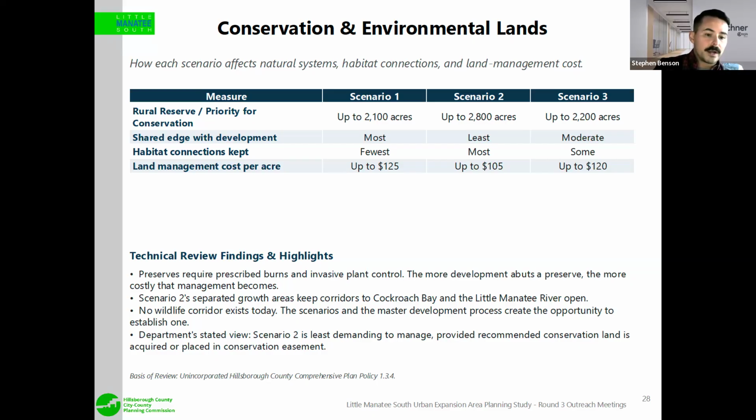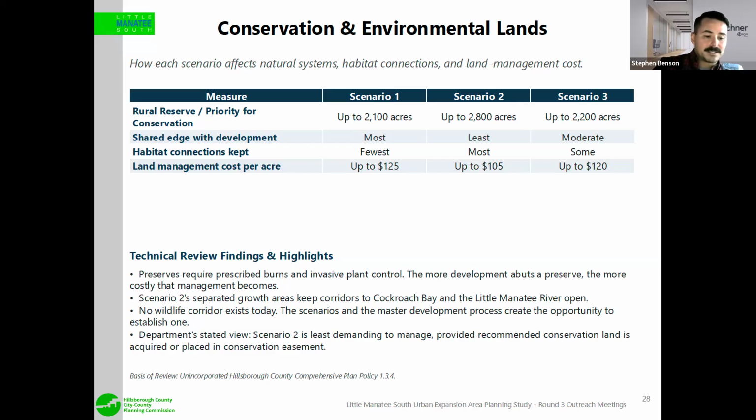Preserves in general require prescribed burns and invasive plant control. The more development abuts a preserve, the more costly the management of that land becomes. Scenario two's separated growth areas keep corridors to Cockroach Bay and the Little Manatee River open. The department was very clear to say that no wildlife corridor exists today. The scenarios and the master development process create the opportunity to establish one.